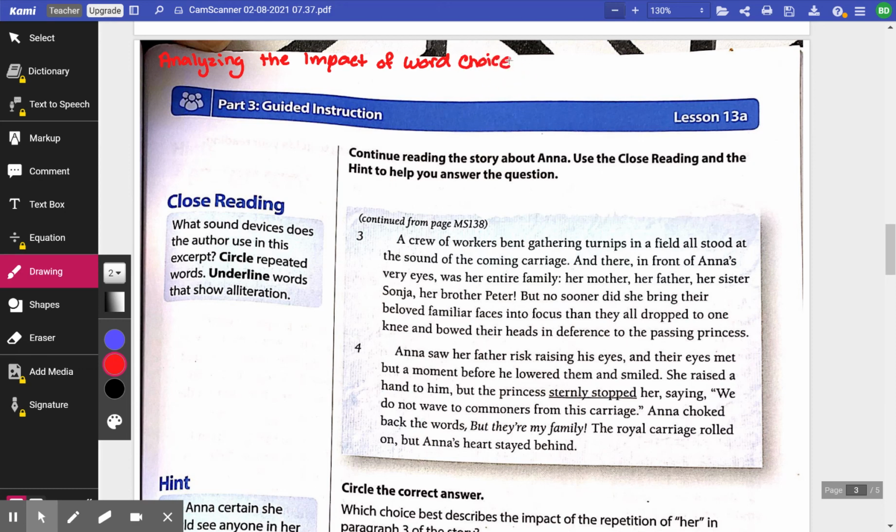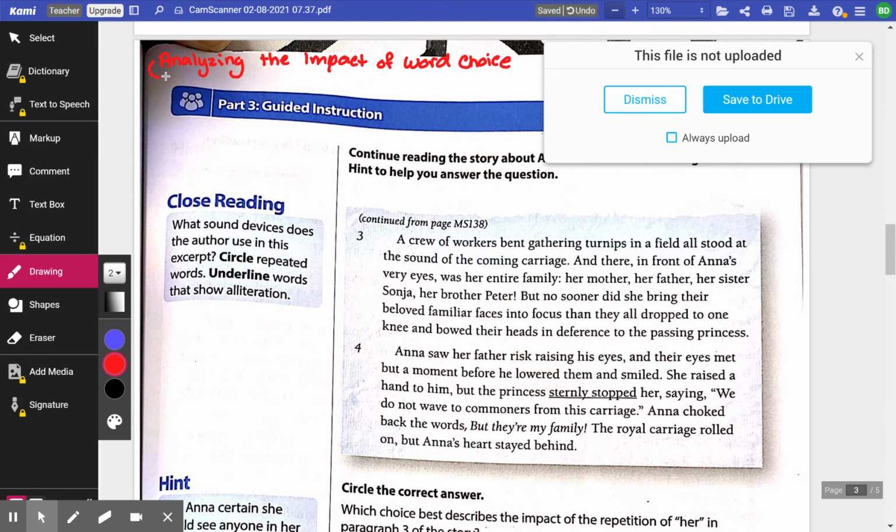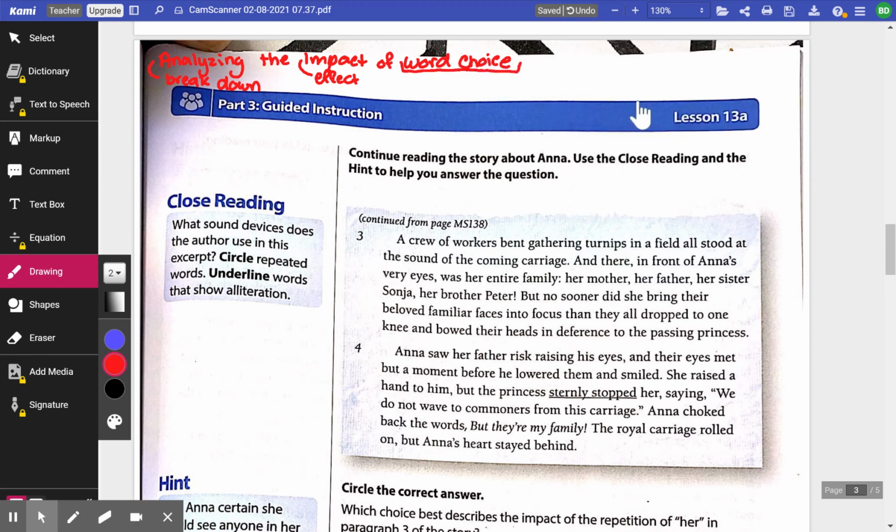So now I'm going to go ahead and start breaking apart my title. We know analyzing means that we are going to break something down to take a closer look at it. This word impact focuses on how something is affected or changed. And word choice partially involves what the author means in their writing.